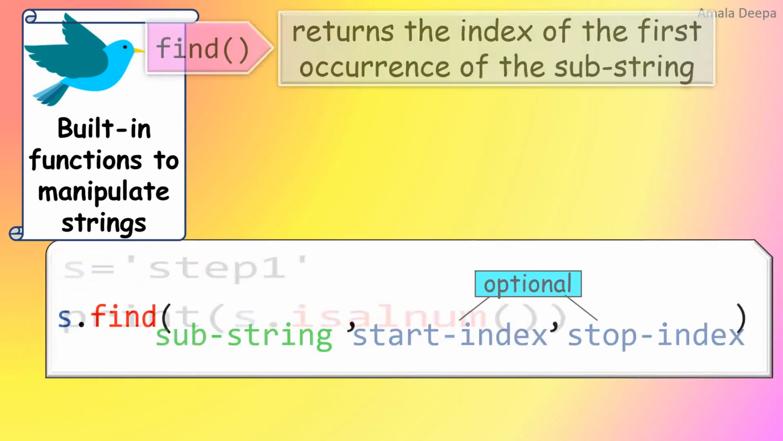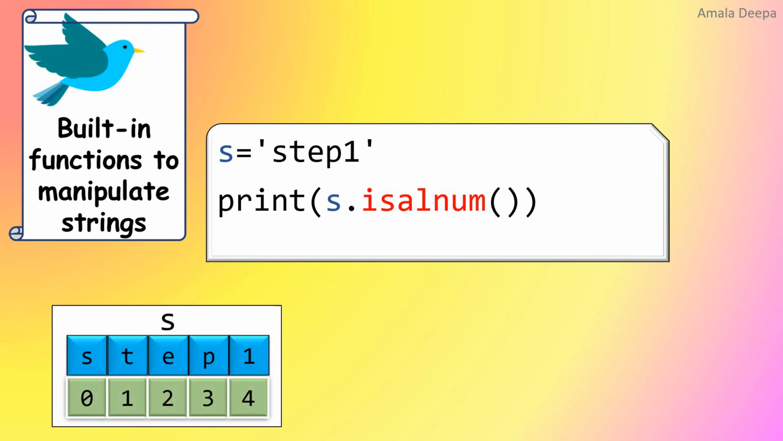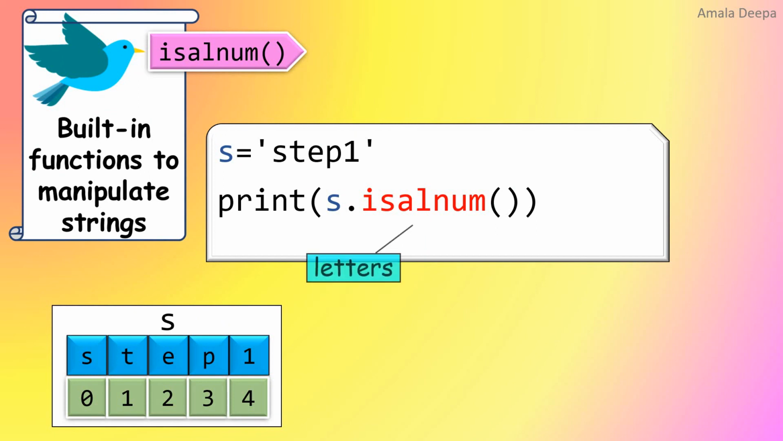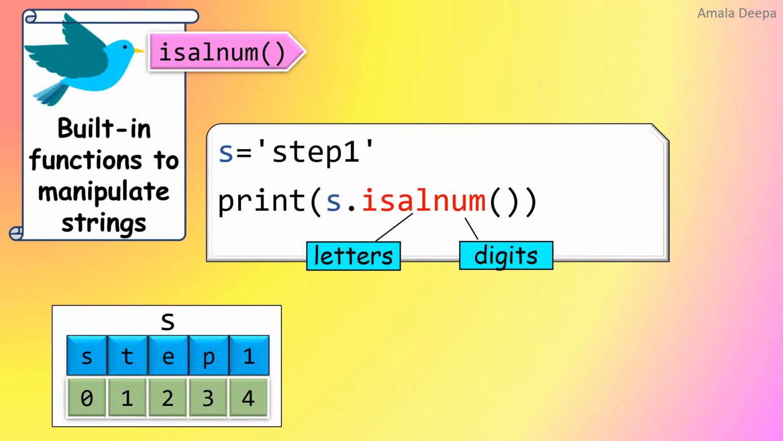Next, we will move on to the isAlNum function. So here in this function, al stands for letters of the alphabet and num stands for the digits 0 to 9. So from the name of the function, it is clear that this function will check whether the string contains letters, digits, isalnum.